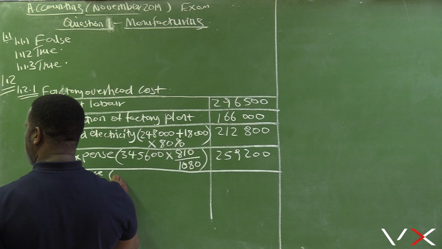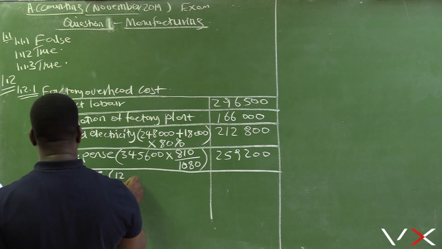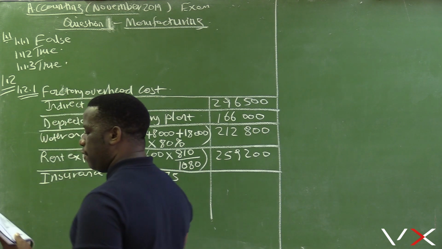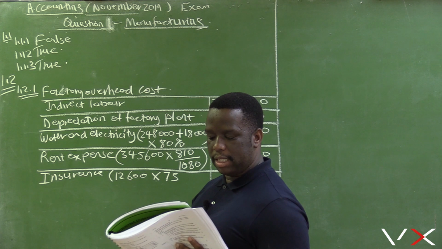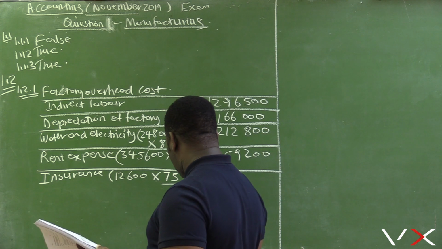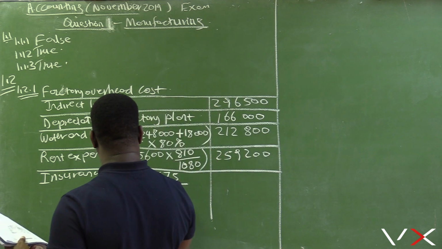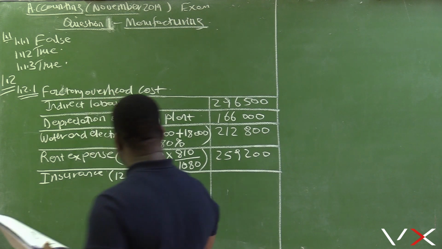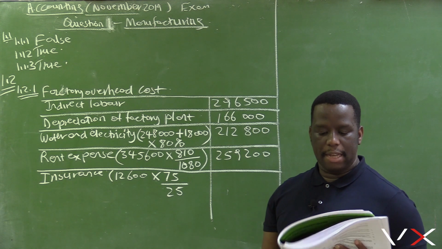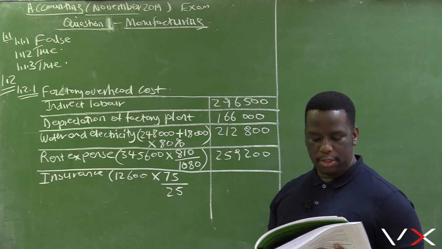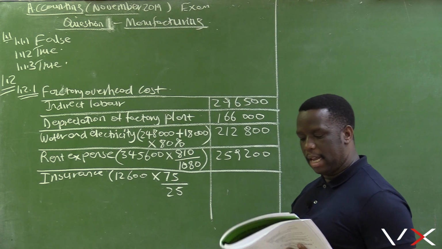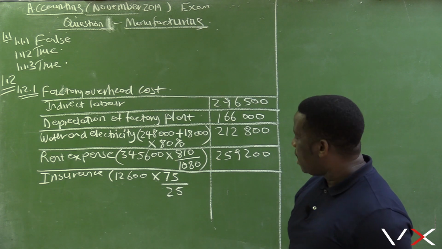The insurance given here for the sales department is 12,600, and we are told that 75% of it must be allocated to the factory. So you multiply by the percentage of the amount that we want and divide by the percentage of the amount given. The percentage given is 25, because if the factory is 75%, the balance applying to the sales department is 25%. It means 12,600 for the sales department is 25%.